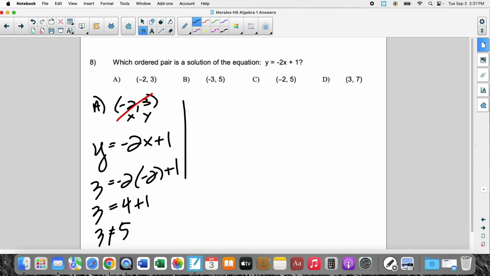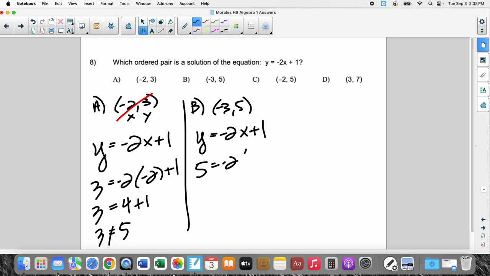So we go through, and now we do point B, which is negative 3, 5, and we do the same thing using the equation, plugging in 5 for y, negative 3 for x, and simplify. 5 equals 6 plus 1. 5 does not equal 7, so I know this point is not a solution to that equation.